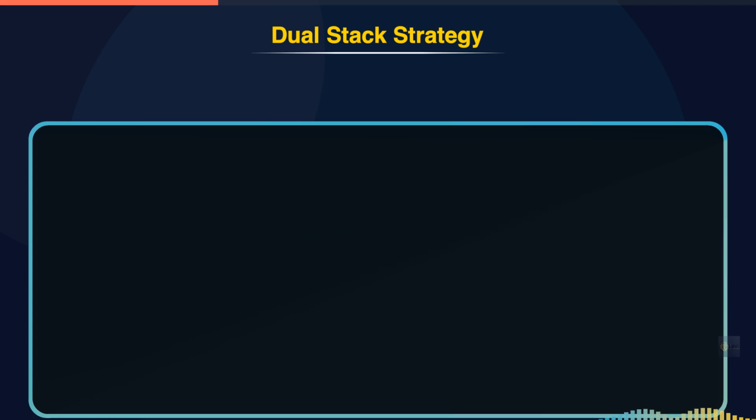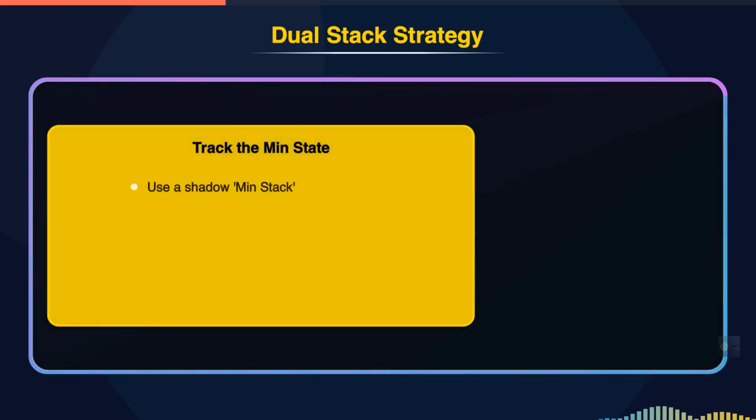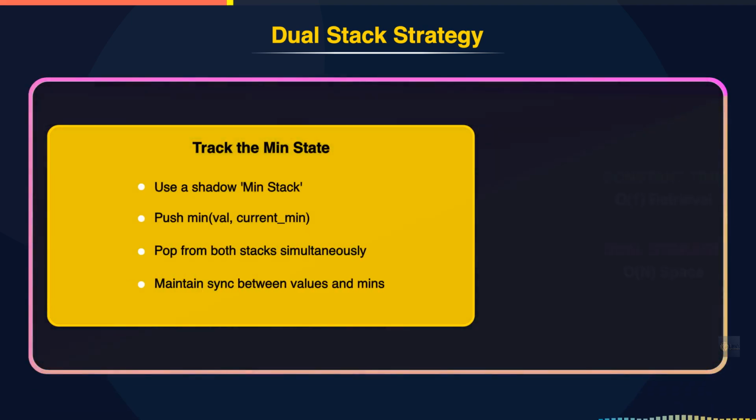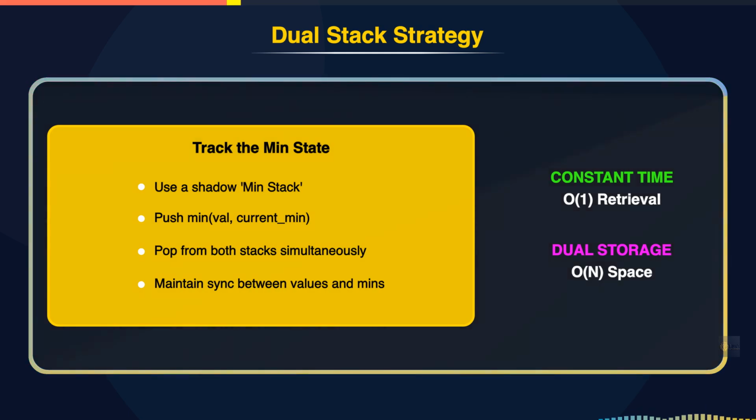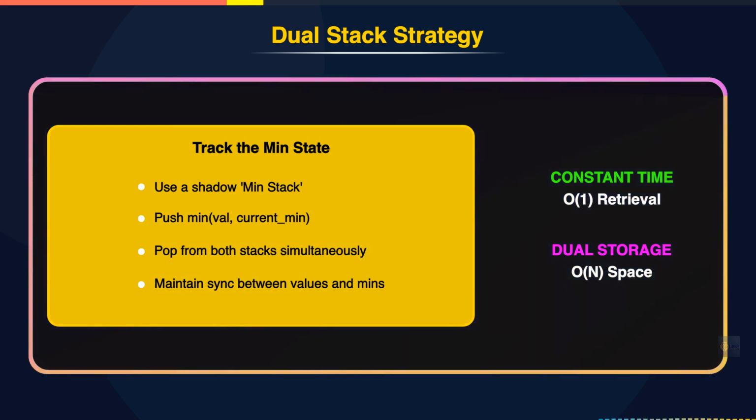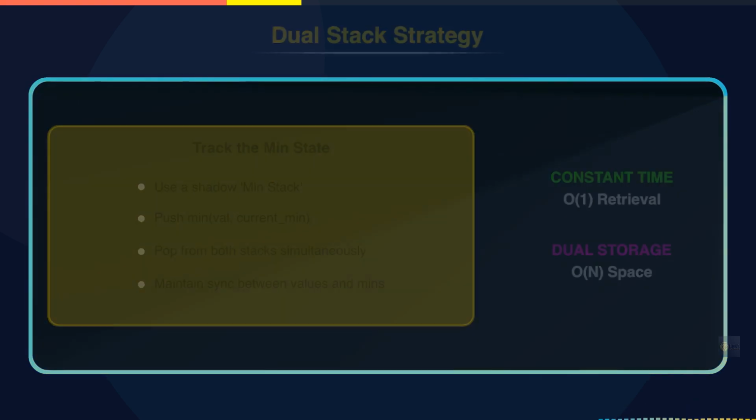Our strategy is to use two stacks working in perfect harmony. One is the main stack, which stores our actual values. The second is the min stack, which acts as our min tag tracker. Every time we push a value onto the main stack, we look at the current top of the min stack, compare it with our new value, and push the smaller of the two onto the min stack. This ensures the min stack's top always reflects the minimum of everything currently in the drawer.